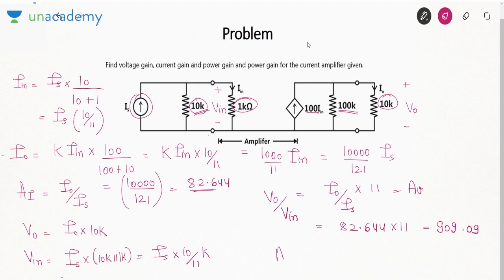So if you want to find the power gain, you will multiply voltage gain and current gain. So 909.09 multiplied by 82.644, you will get 75130.9. So that will be your power gain of the amplifier. Remember, power gain is always the product of voltage gain and the current gain.